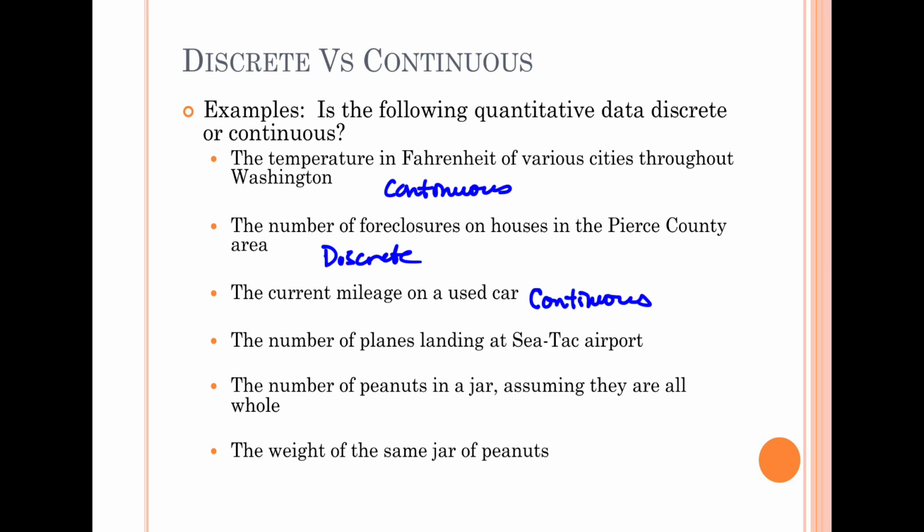And it can be reported to even greater precision if we wanted to, but usually we're just satisfied with the number of miles. The number of planes landing at SeaTac Airport, well, that's discrete. Hopefully there's no fractions in there. The number of peanuts in a jar, assuming they're all whole, again, that would be discrete. And then the weight of that same jar of peanuts, there we have a continuous number.